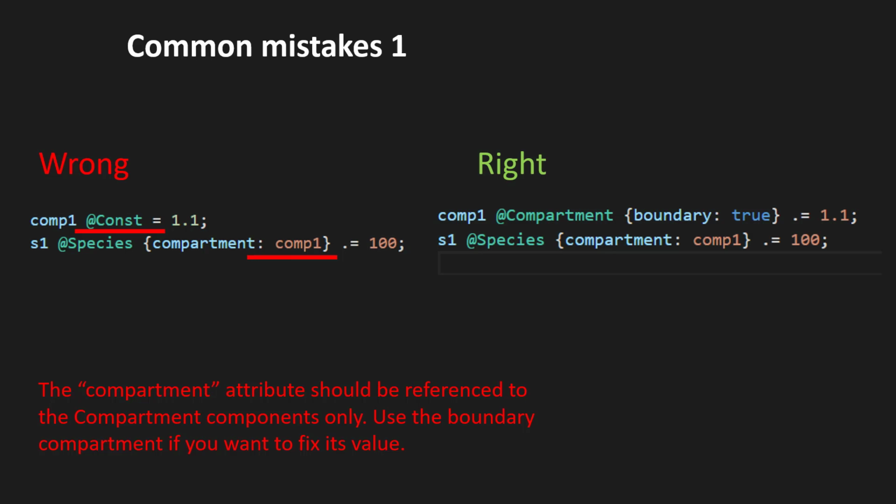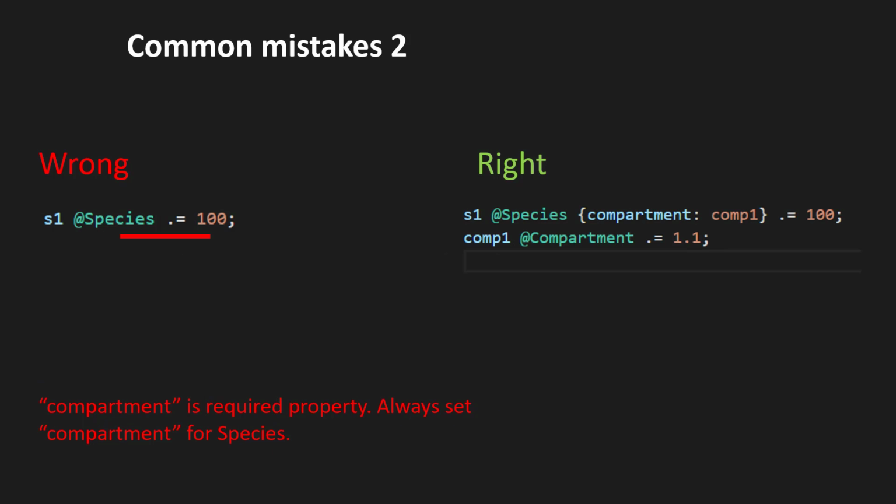And now, to get more practice, let's see the examples which help us avoid common mistakes. The first one. Someone included the species S1 and clarified the compartment comp1, which is constant. The problem here is that the compartment must be of compartment class, not constant. The correct code is on the right side. The next example shows us that the compartment property must always be set, even if the compartment volume is not used directly.